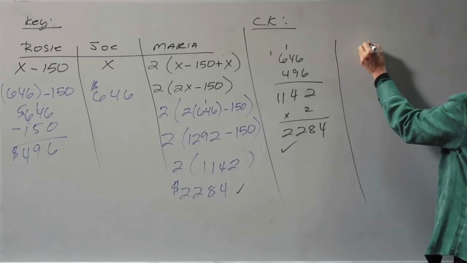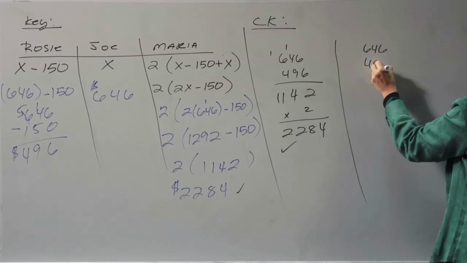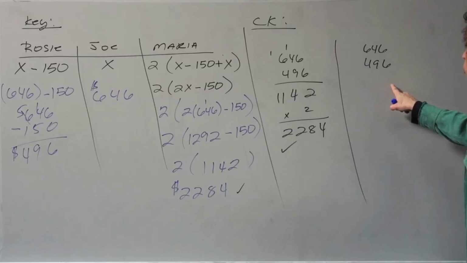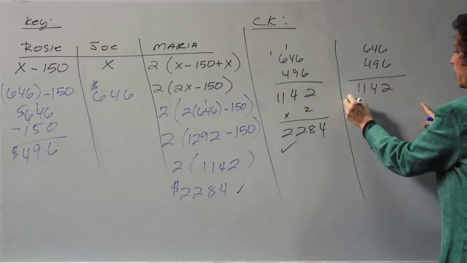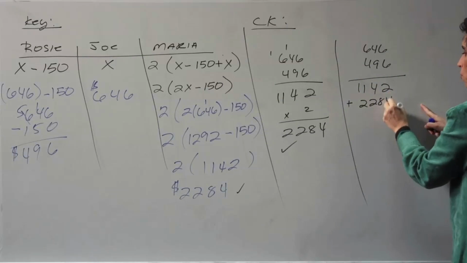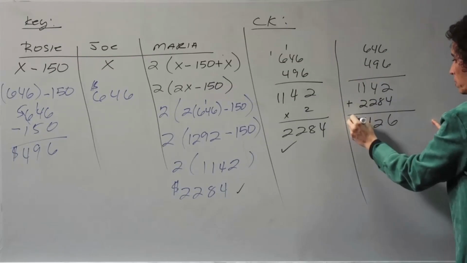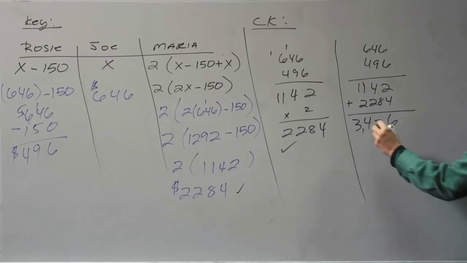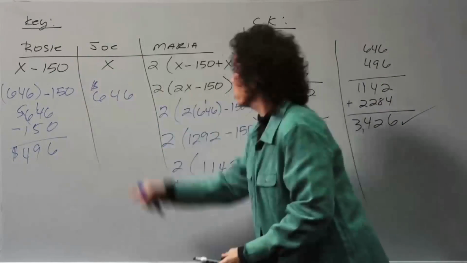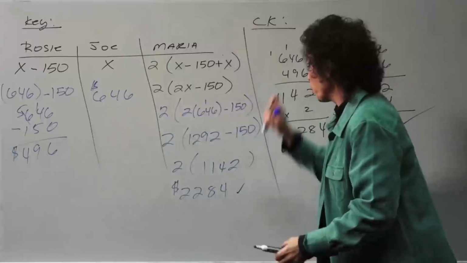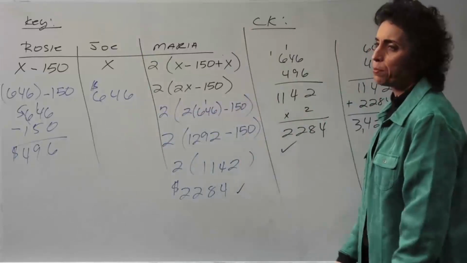Here's the rest of the check. So we have 646 for Rosie, 496 for Joe, which we already know. That's 1142. We already did that. Plus what Maria had, which is 2284. $3,426. Is that what we wanted? Yes, that's what we want. Home run. All right, so Rosie, 496. Joe, 646. Maria, 2284. Oh, this is unfair. Maria's spending all the dough. Anyway, that's the end of that problem.